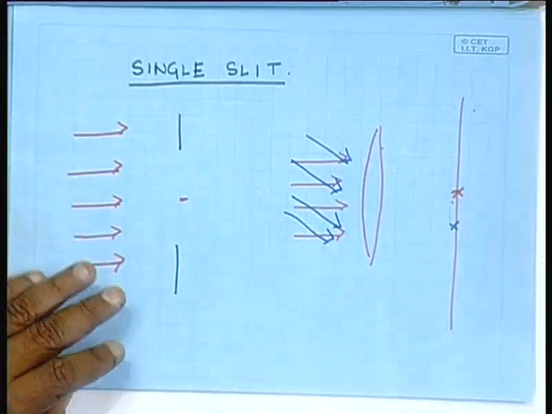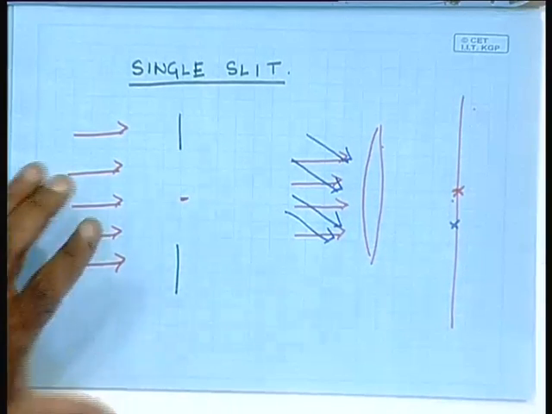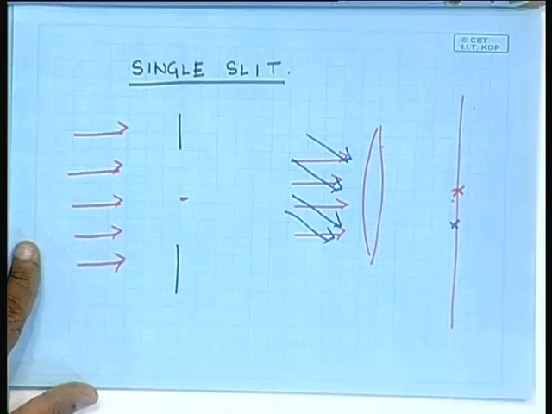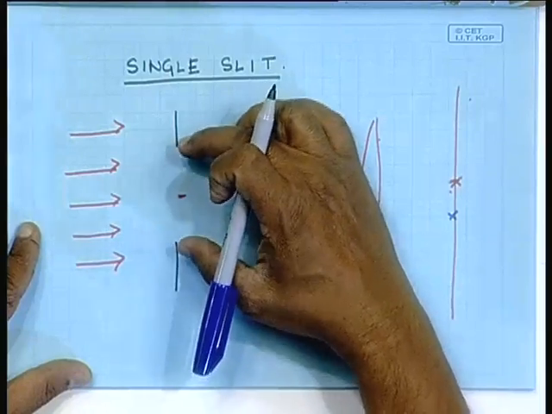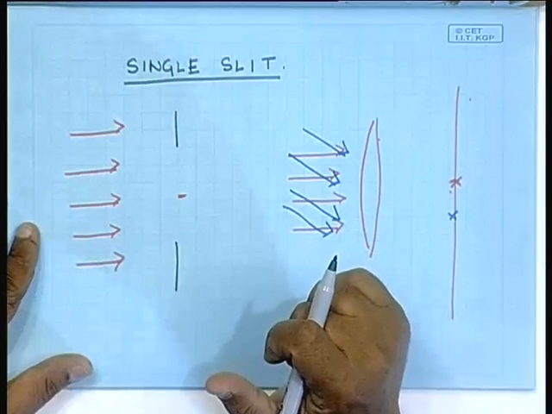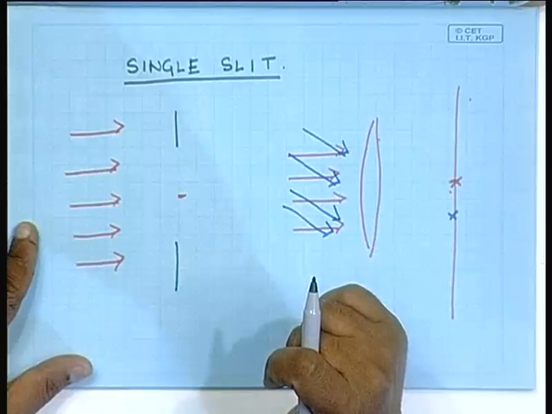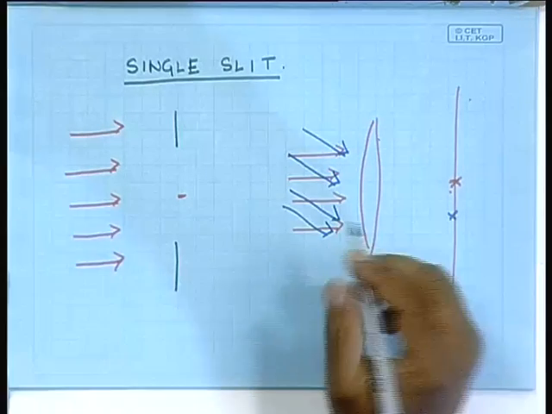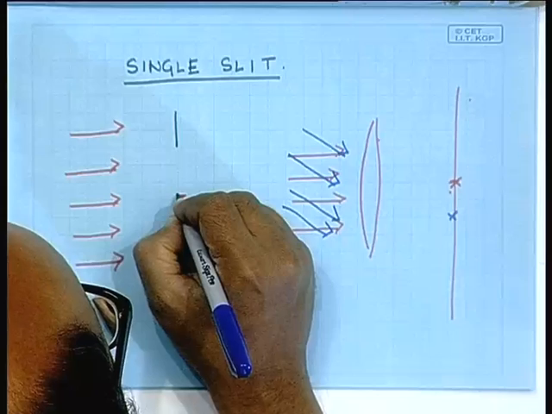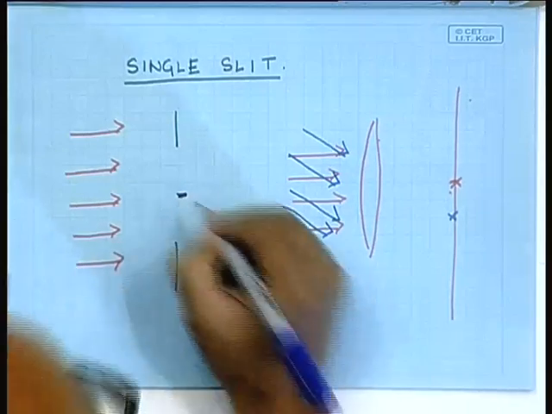Now, how do we handle this situation? So, we will apply the Huygens-Fresnel principle and analyze this particular situation. Okay. So, what does the Huygens-Fresnel principle tell us? The Huygens-Fresnel principle tells us that each point on this aperture, on the slit, is going to act like a source for a secondary wave. So, let me now focus on a point at the center.